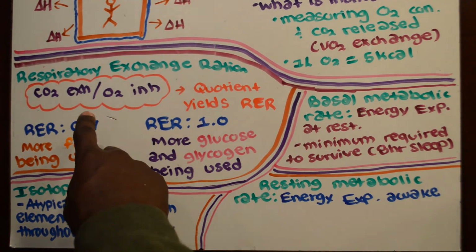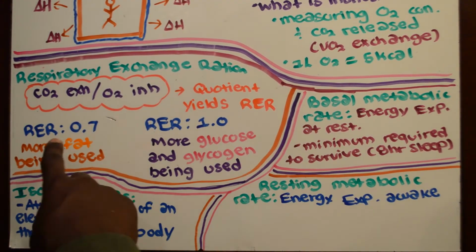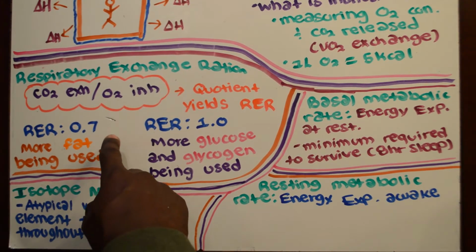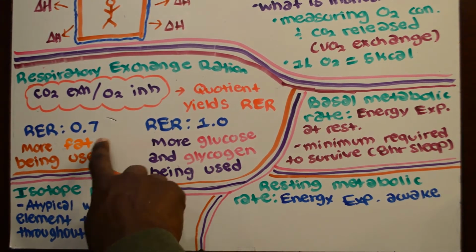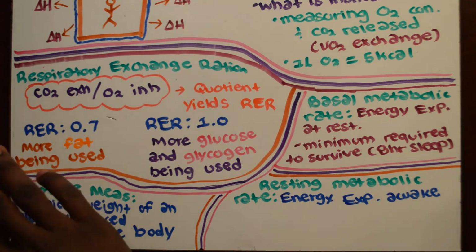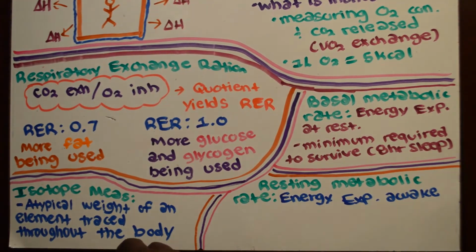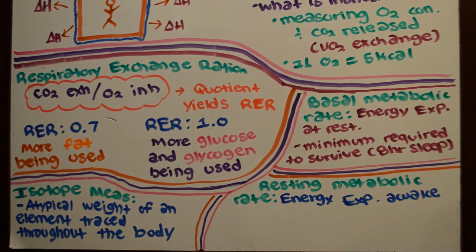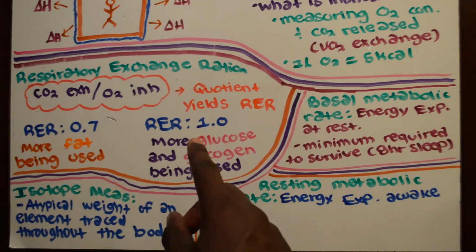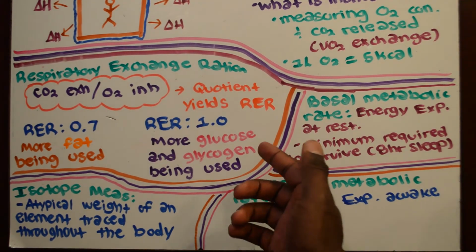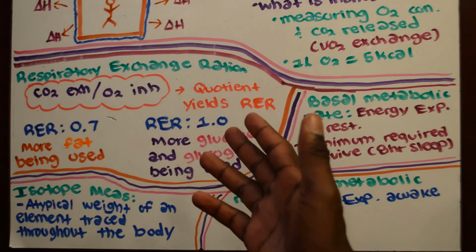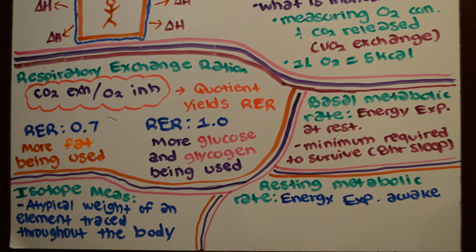Depending on the number that you get from this, let's say for example we had an RER of 0.7, this would tell us that more fat is being used. This is a scale that has been developed over scientific research, so don't worry too much about how to figure out if more fat or more glucose is used. If you look at the chart within your textbooks, it can tell you this. Let's say we have an RER of 1. This means that more glucose or glycogen is being predominantly used in our energy systems when we're doing exercise.